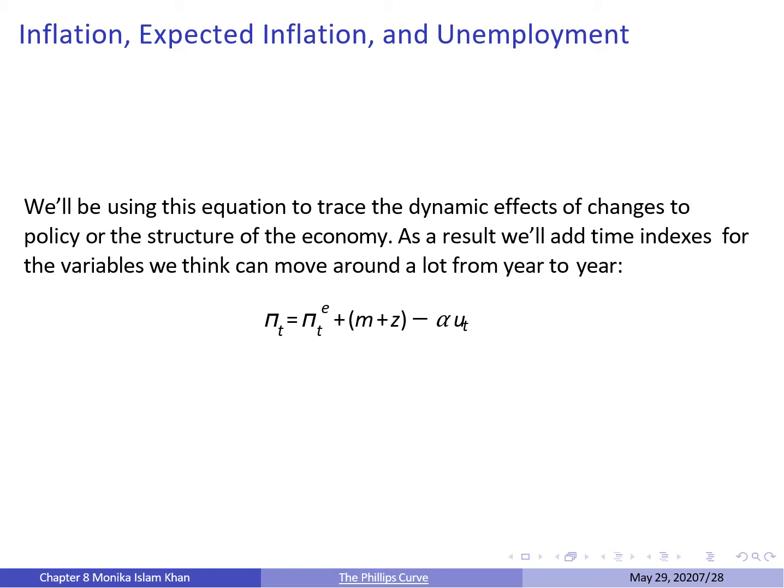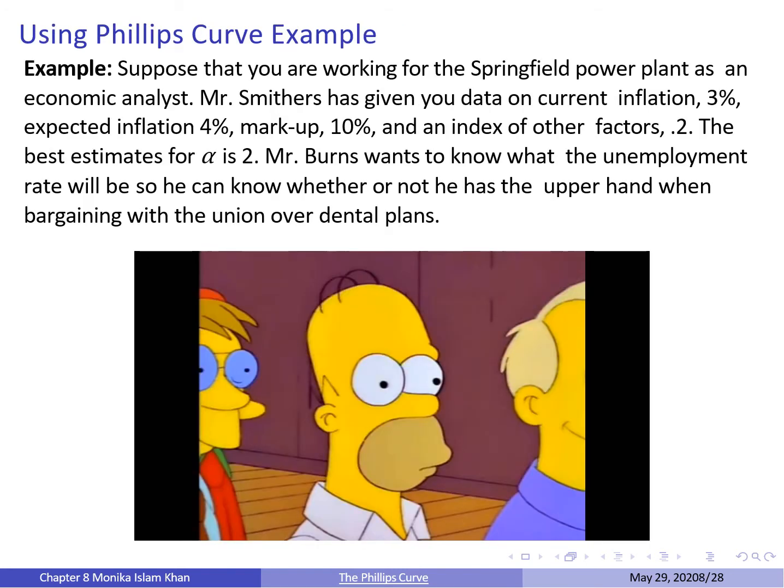Now we will use this Phillips curve to solve a problem. Suppose that you are working for the Springfield power plant as an economic analyst. Mr. Smithers has given you data on current inflation 3%, expected inflation 4%, markup 10%, and an index of other factors z as 0.2. The best estimate for alpha is 2. Mr. Burns wants to know what the unemployment rate will be so he can know whether or not he has the upper hand when bargaining with the union over dental plans.